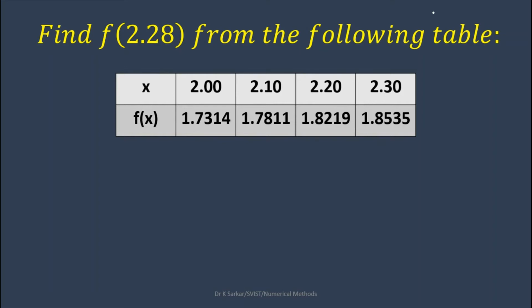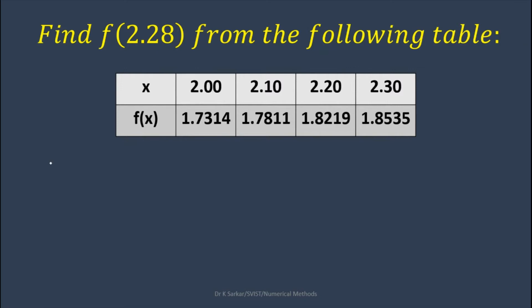Hello everyone. In this lecture, we are going to discuss Newton's backward interpolation formula. The question is: find f of 2.28 from the following table. X values are 2.00, 2.10, 2.20, 2.30. Corresponding f(x) values are 1.7314, 1.7811, 1.8219, 1.8535. Here we see that 2.28 lies at the end of the table. That's why we will use Newton's backward interpolation formula.